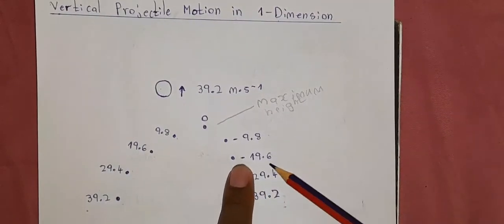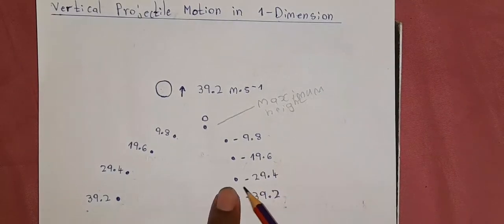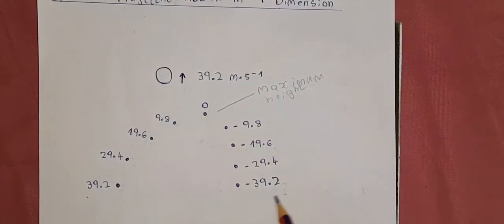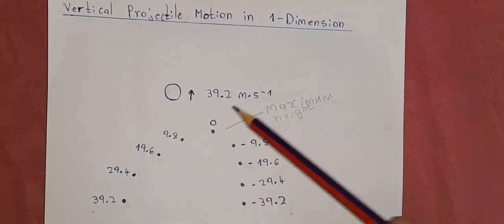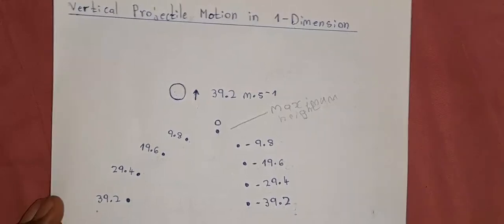After 2 seconds, it has minus 19.6 meters per second. After 3 seconds, it has a velocity of minus 29.4 meters per second. After 4 seconds, it has a velocity of minus 39.2 meters per second. What is happening here? We can see that the velocity changes by 9.8 meters per second every second. It's because of the gravitational constant.